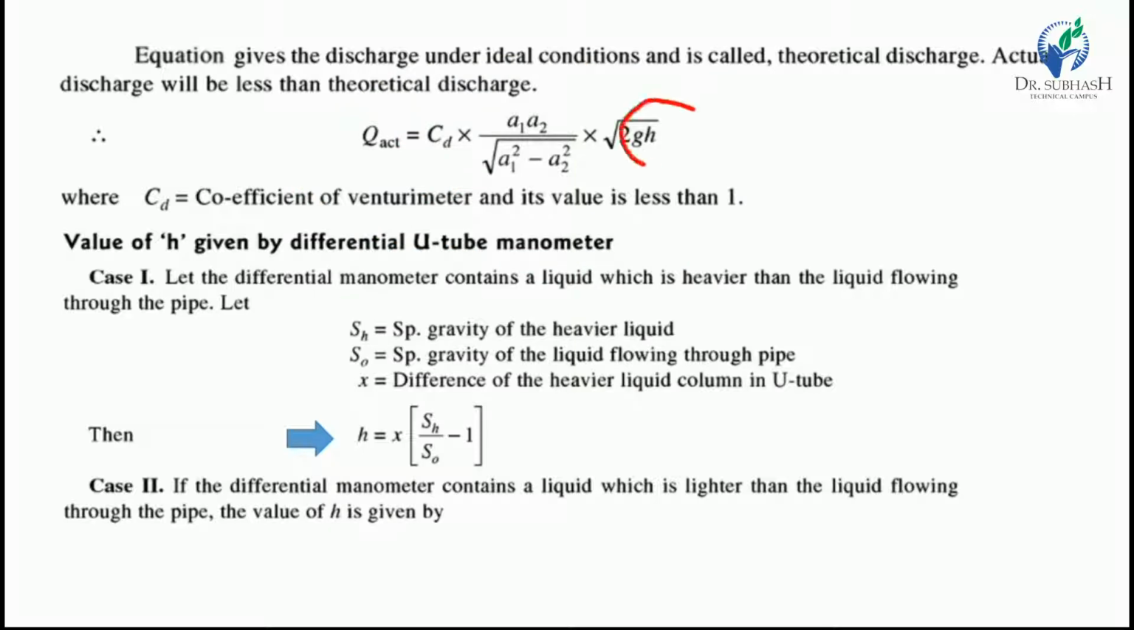Now, how can we find the value of h in the case of a differential U-tube manometer? According to this equation, h is equal to x times in bracket Sh upon S0 minus 1. Sh is the specific gravity of the heavy liquid, S0 is the specific gravity of the liquid flowing through the pipe, meaning the light liquid specific gravity, and x is the difference of the heavier liquid column in the U-tube.